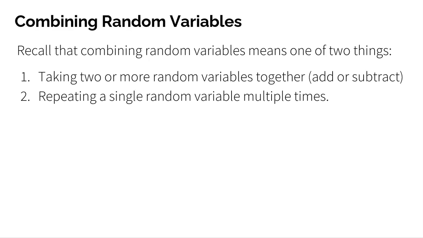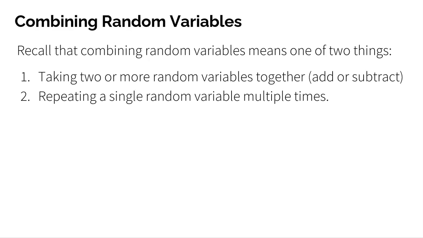Either taking two or more random variables together, adding them or subtracting them, or repeating a single random variable multiple times. Taking two or more random variables together would be an example like you have the mean and standard deviation for how long it takes to wash a car, the mean and standard deviation for how long it takes to wax a car, and you add them to figure out the total time to wash and wax a car, or maybe you subtract them to look at the difference between the time to wash and wax a car.